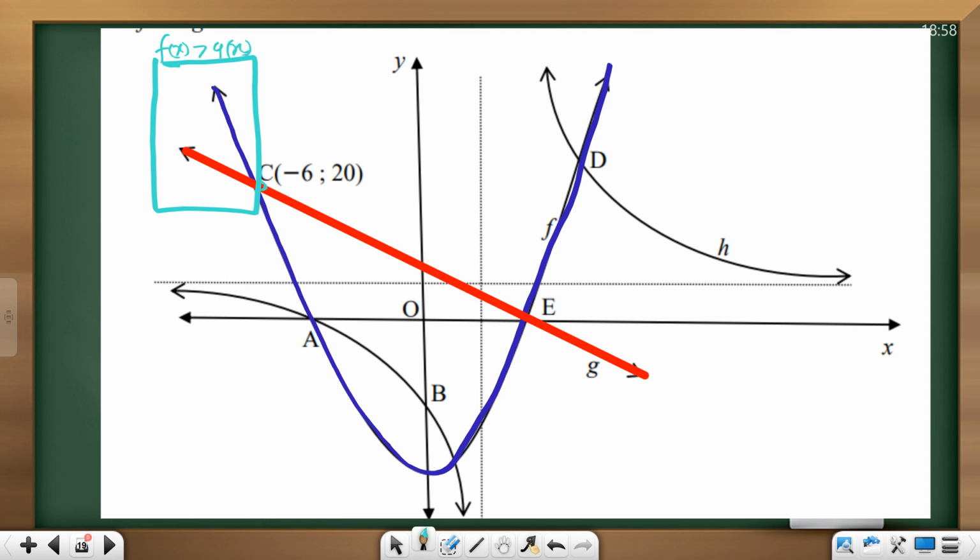But what do you see in the middle here? The red one is above now. So what do we know? G of x is greater than F of x. Immediately after we pass that section, what do you see? F of x is greater than G of x. Do you see how easy it is to look at?